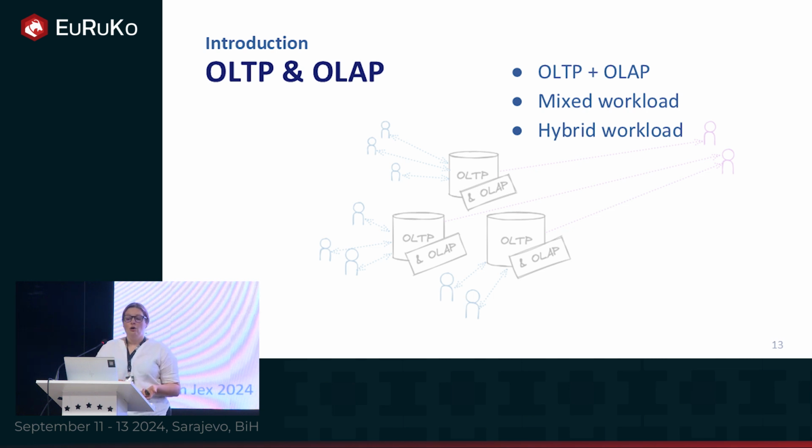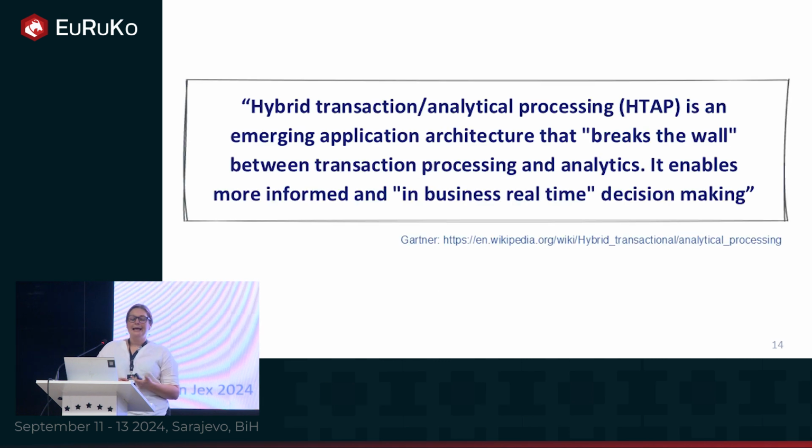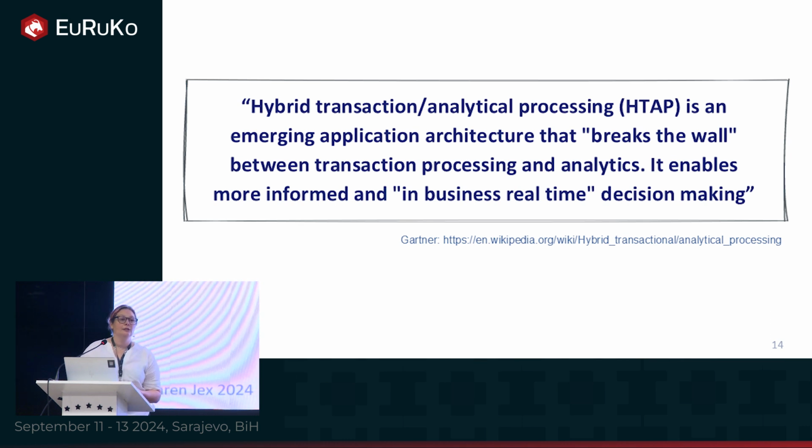And where you've got the OLTP and the OLAP activity cohabiting, you'll often hear that described as a mixed or hybrid workload. It's not a new idea. Gartner came up with the term HTAP, Hybrid Transaction Analytical Processing, back in 2010, and it's been described in other places as translytical or hybrid operation and analytical processing.